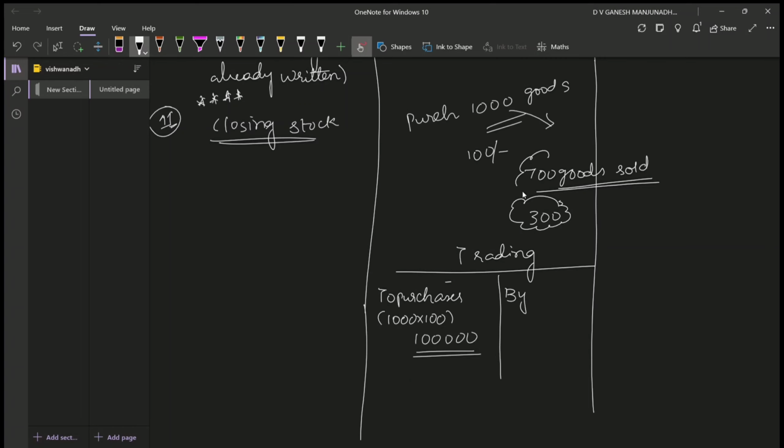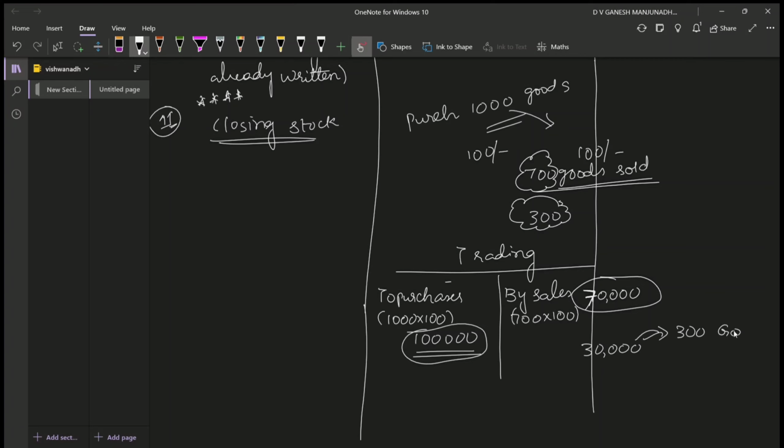We are saying that 700 goods are sold, and let us assume they are sold at cost only. So by sales we record 700 into 100, which would be 70,000 rupees. So the debit balance would be 1 lakh and the credit balance only 70,000. Then the difference would be 30,000. This 30,000 is the value of the 300 goods, which is the expenditure.